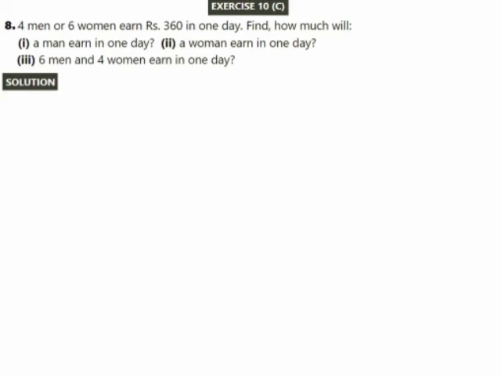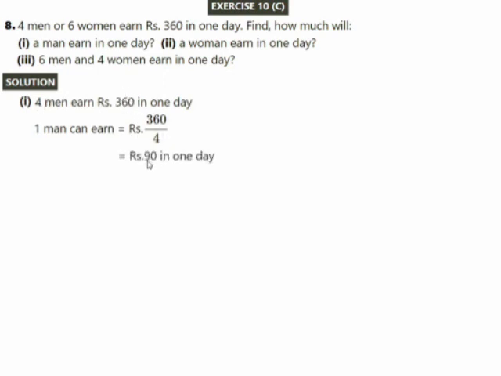Okay, so let's have one more. So we have question number 8, which says 4 men or 6 women earn rupees 360 in one day. So how much does a man earn in one day? Let's see the first one. So 4 men can earn rupees 360 in one day. Then if I ask you 1 man earns how much, obviously it will be less, isn't it? So less means we have to divide by 4. So 1 man earns 90 in one day.